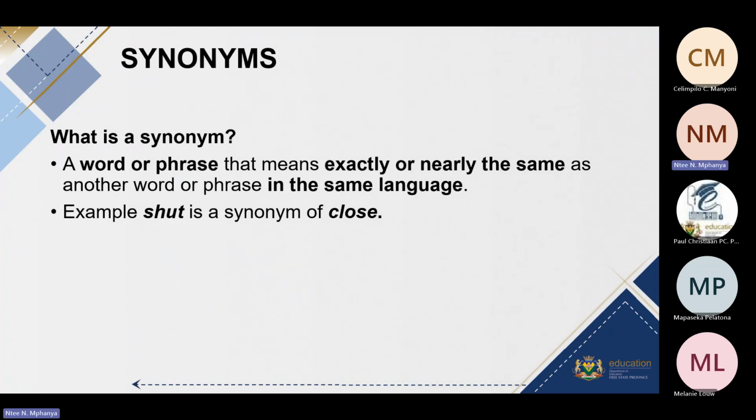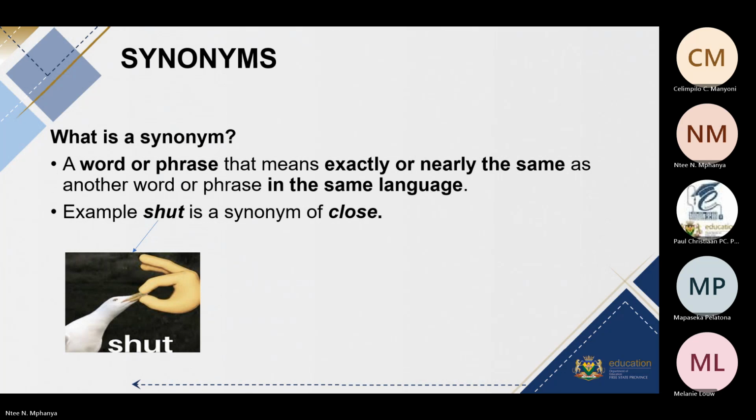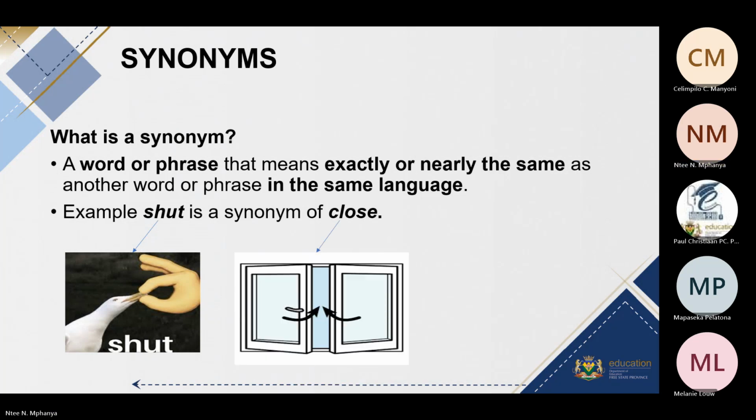For example, the word shut means the same as close. Look at this picture. He's shutting the goose's mouth. Can you see it's not open? It's closed. And then the two doors are being pushed towards each other so that the hallway or the passage is closed. Therefore, shut and close mean the same thing. Both are not open. Let us look at a few examples I prepared for you on synonyms.